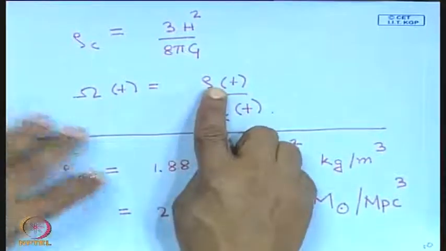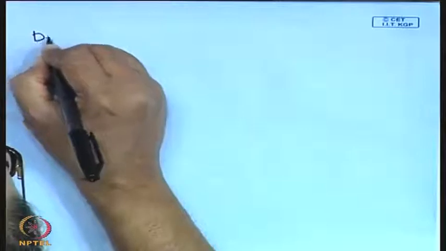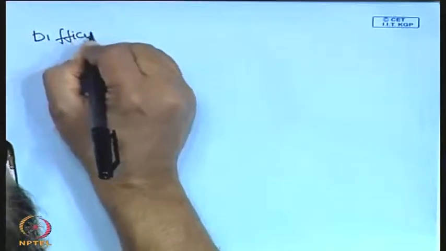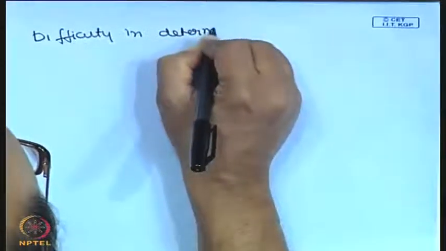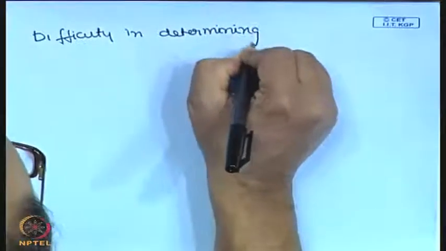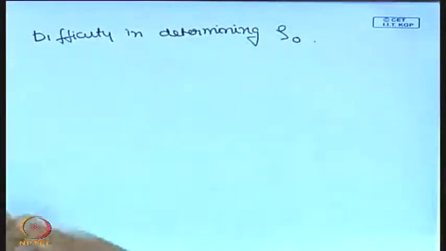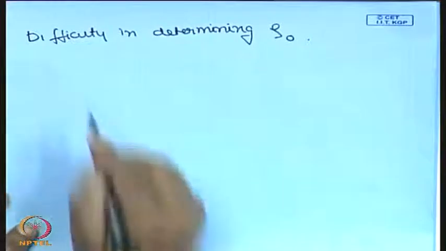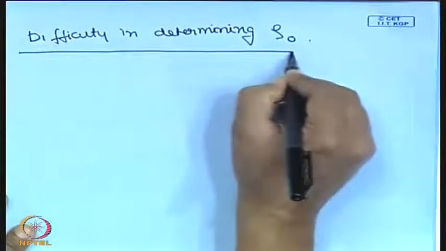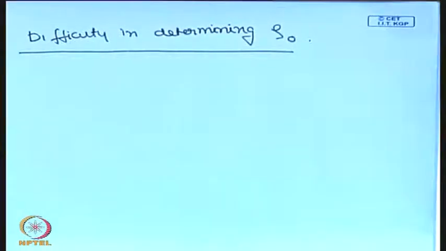How to determine the actual density? So the difficulty lies in determining rho naught, because if you know the density, you can straight away determine what the value of the density parameter is. The main difficulty lies over here in determining the density. Why?